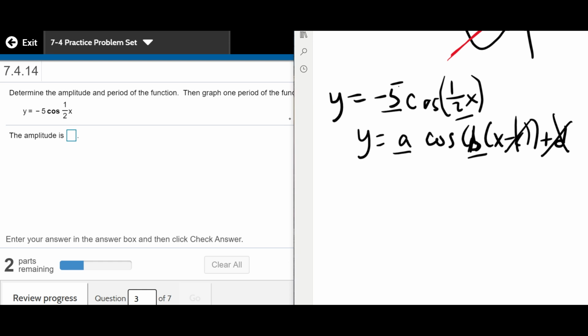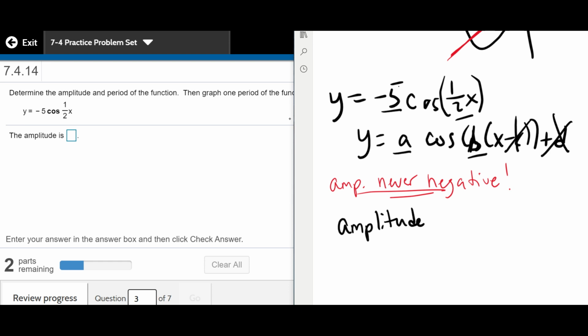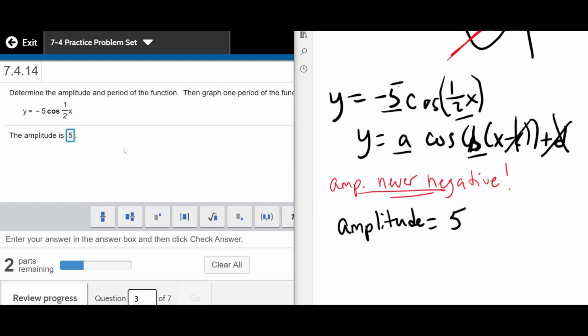So notice that the amplitude is never going to be negative. Okay, so the amplitude is never negative. So keep that in mind. So when we do our amplitude, it is equal to a, but a is not going to include the negative. A is just going to be 5. So the amplitude is 5. Okay, not -5. All right, so here it's going to be 5. We're going to enter. Now let's do the period.